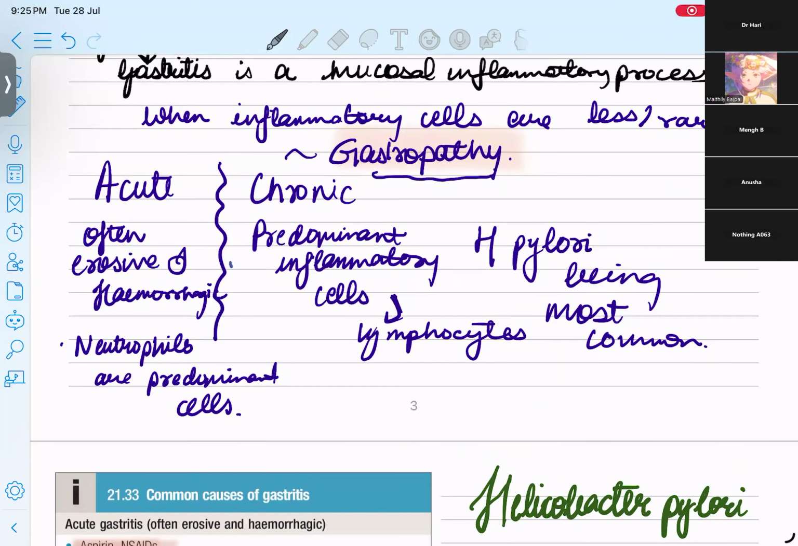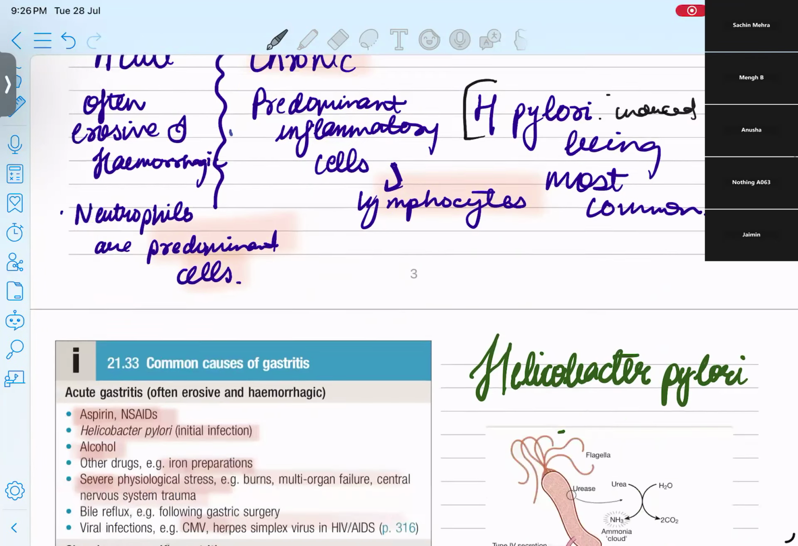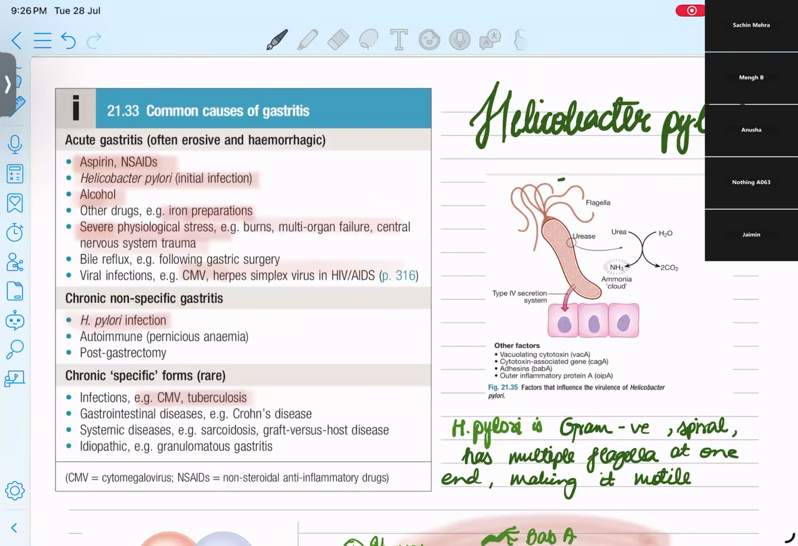Acute onset gastritis is often erosive and hemorrhagic, and neutrophils are the predominant cells. In chronic gastritis, the predominant inflammatory cells are lymphocytes, and one of the main important causes, which we are going to study today, is H. pylori induced gastritis. Before we go to H. pylori, we have to understand some common causes of gastritis.